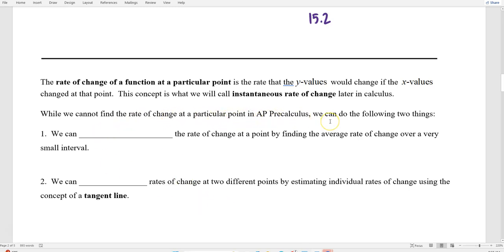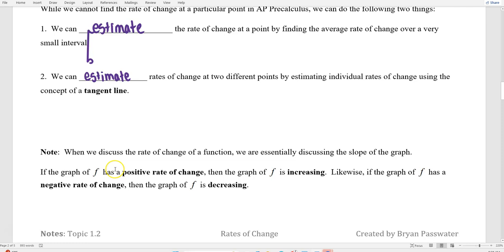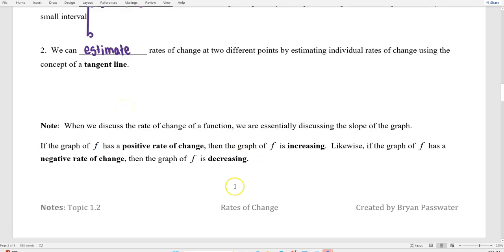All right, so to summarize right there, we cannot find the rate of change at a particular point in AP pre-calculus. That is a calculus problem. But we can estimate the rate of change at any point by finding the average rate of change over a very small interval. We can estimate rates of change at two different points by estimating individual rates of change using the concept of a tangent line. So tangent lines, I gave you a little bit of a sneak preview on yesterday, and we talked about those.